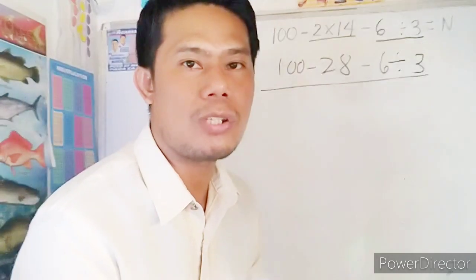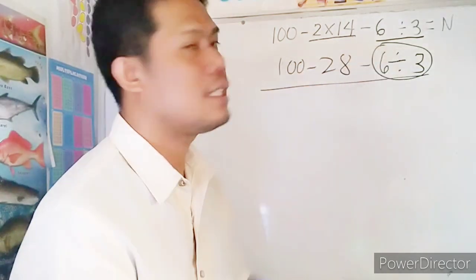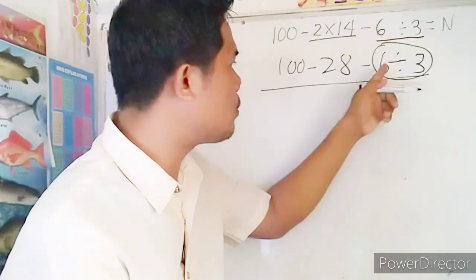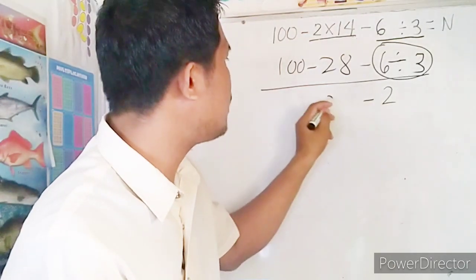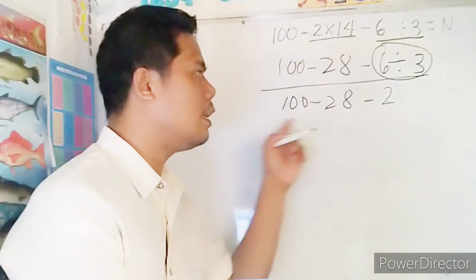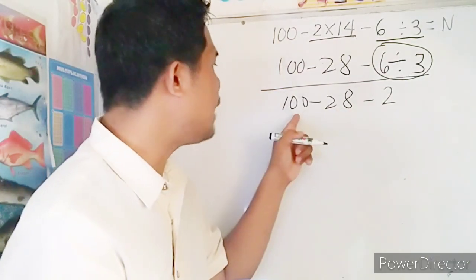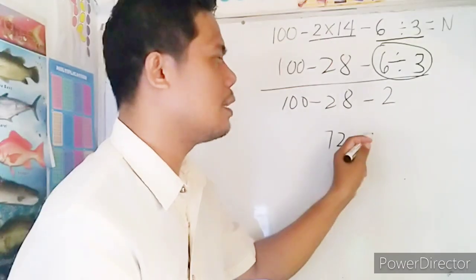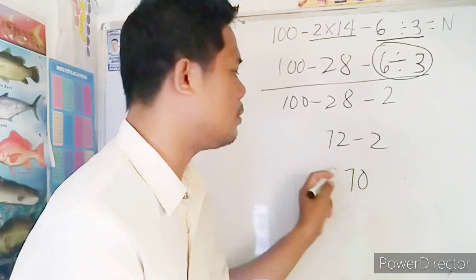So what is the next operation that you are going to perform? Division. So we're going to divide, since we do not have the parenthesis. So 6 divided by 3 equals 2. Then copy minus 28. Copy 100. Then, let's start with the left since they are the same operations in our equation. So we have 100 minus 28 equals 72, minus 2. Then we have 72 minus 2 equals 70.